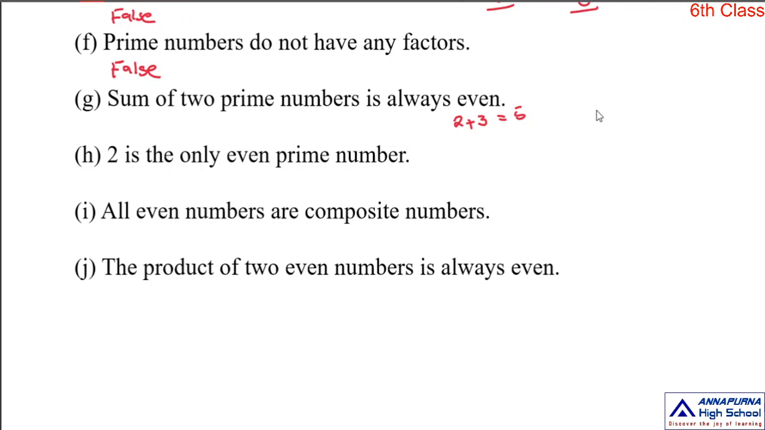We take another two prime numbers, 5 and 11. These two are prime numbers. 5 plus 11 is 16. So sometimes we get an odd number, sometimes we get an even number. That's why the sum of two prime numbers is not always an even number. This is a false statement, because the sum of two prime numbers is either odd or even.